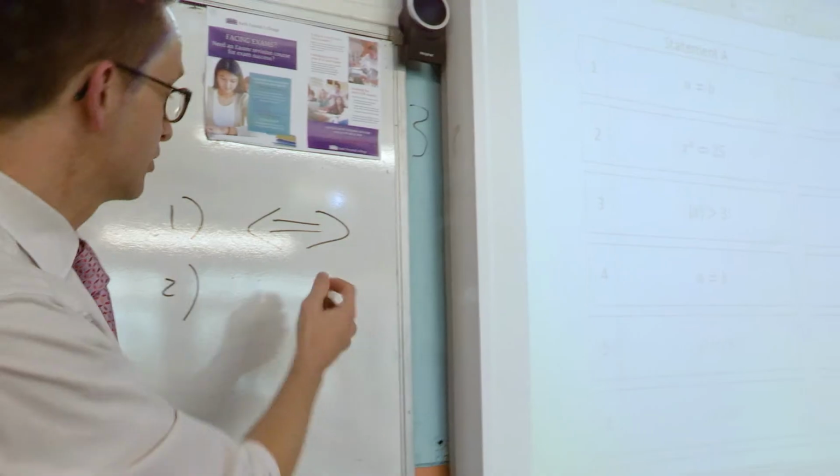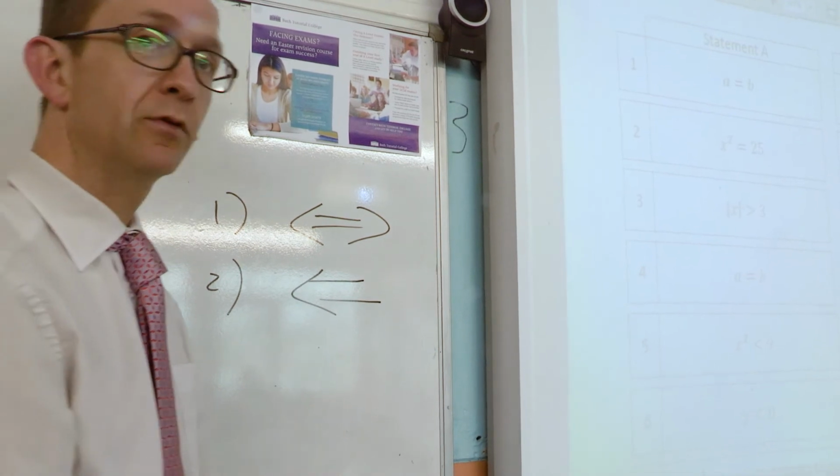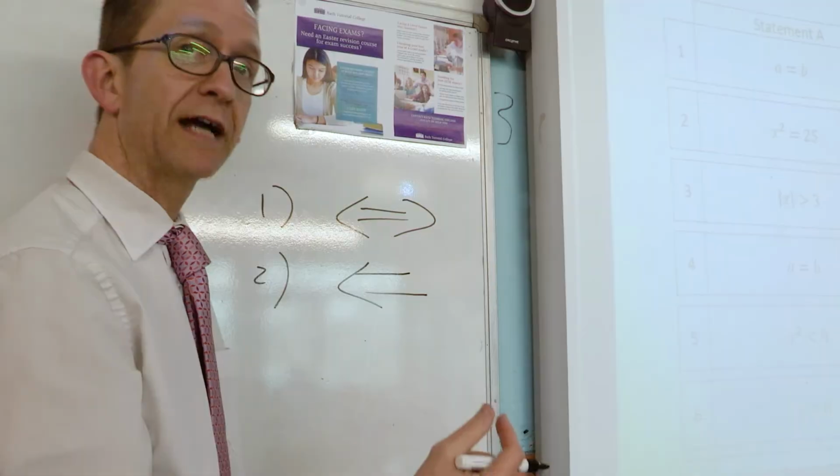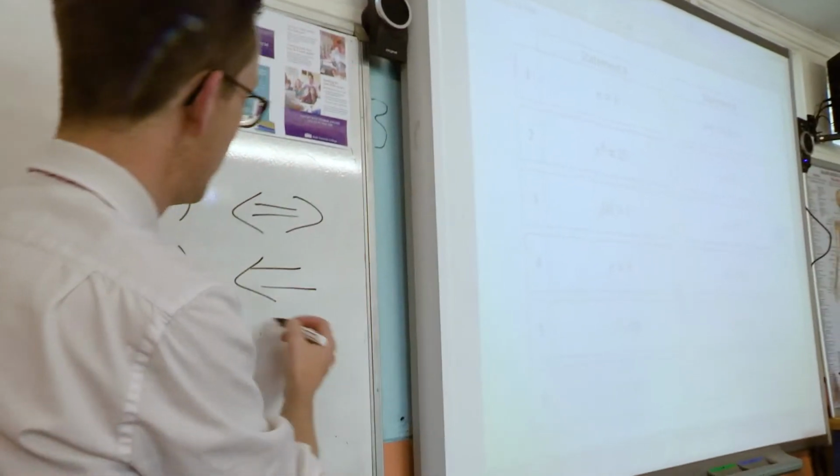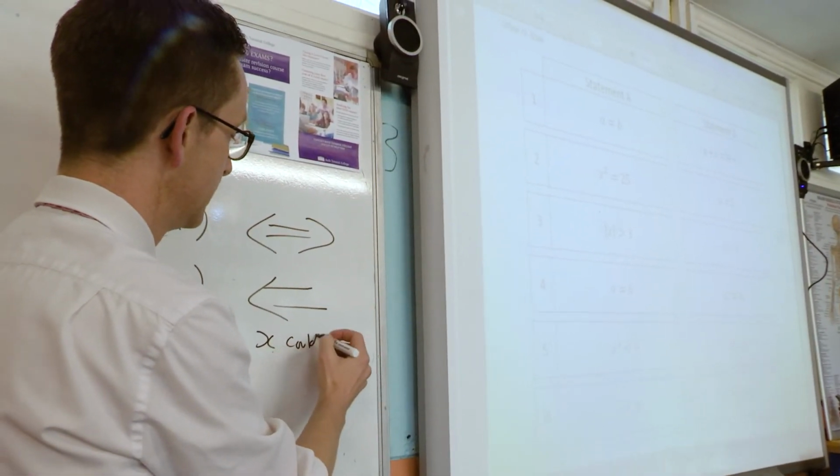Clem, you're going to go, so B implies A? Yeah. Or A is implied by B. Right, guys, if we don't think it's both ways, what's our counter? Minus 5? Oh, yeah, X could be minus 5. I was very, very pleased with how they worked together.